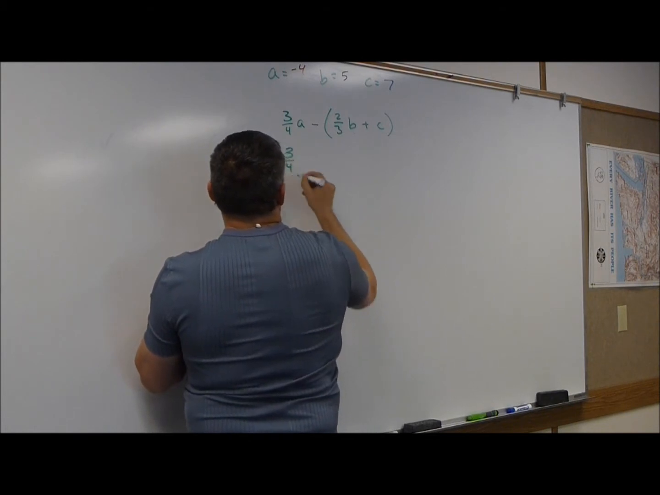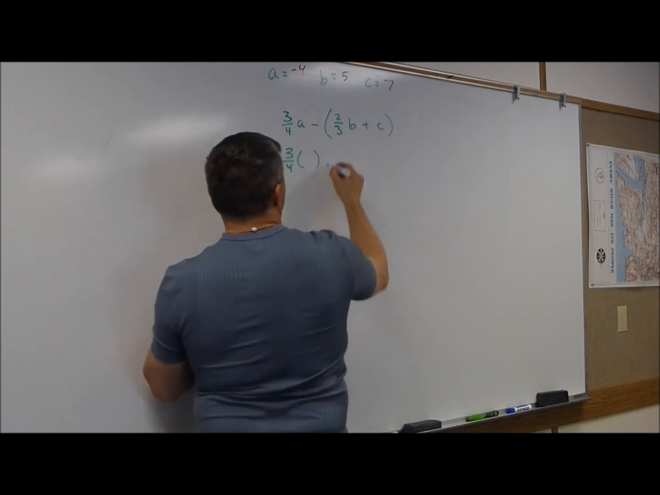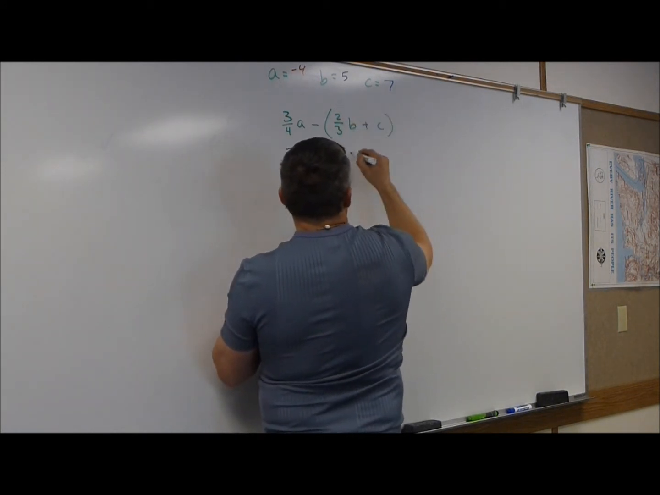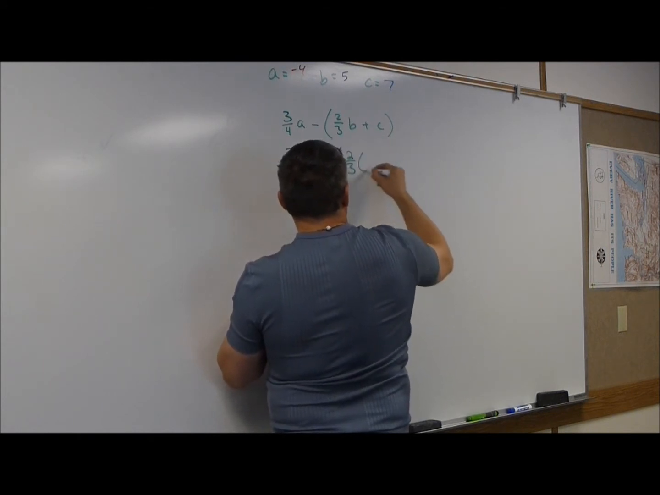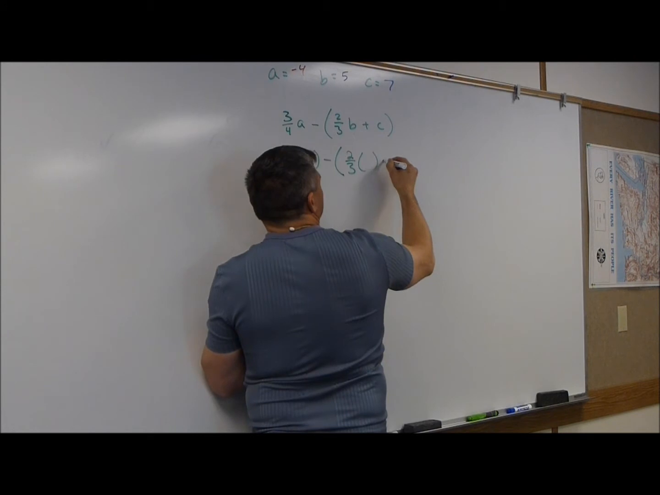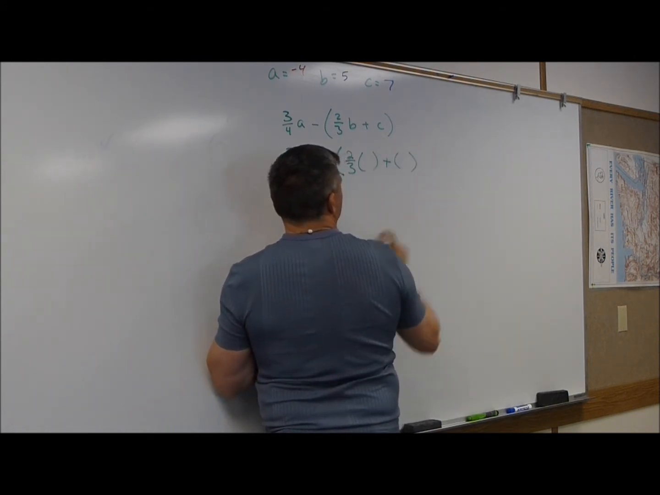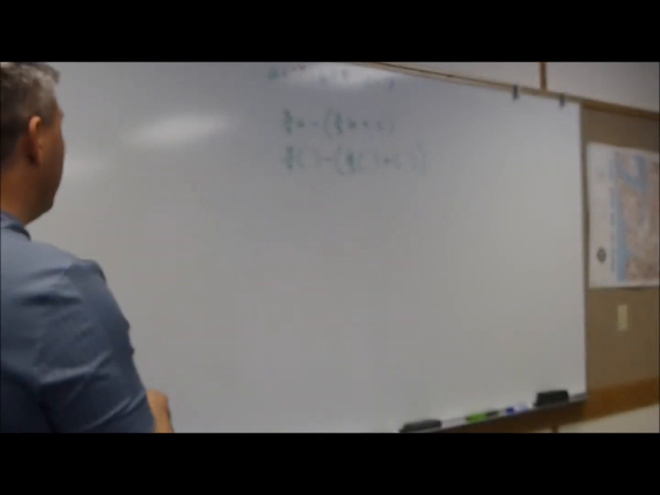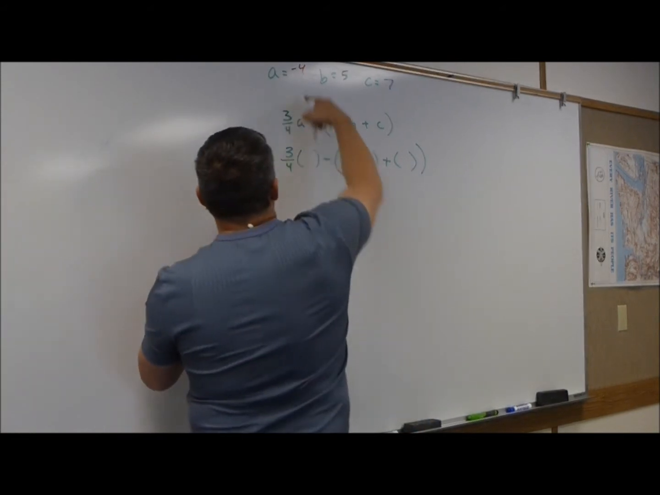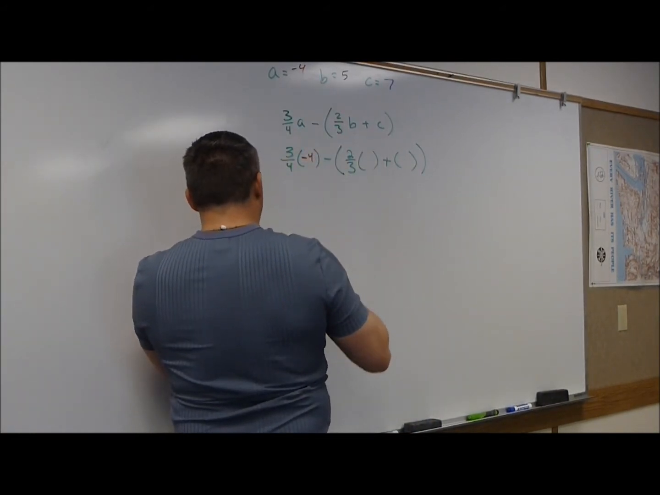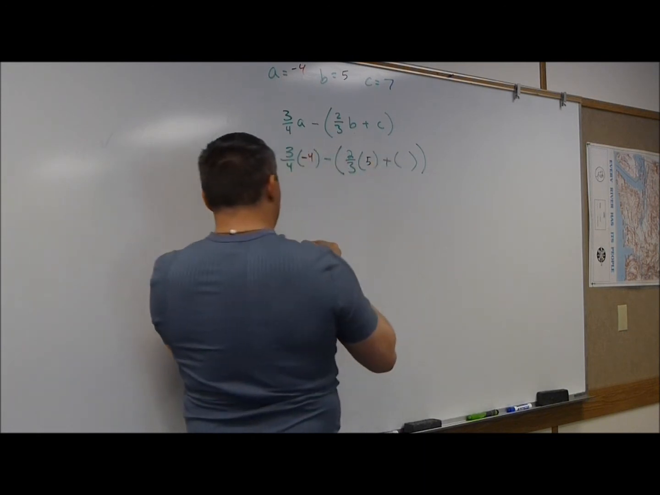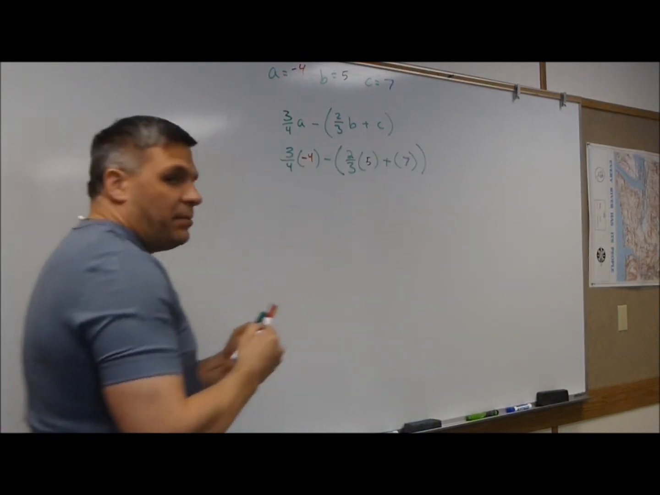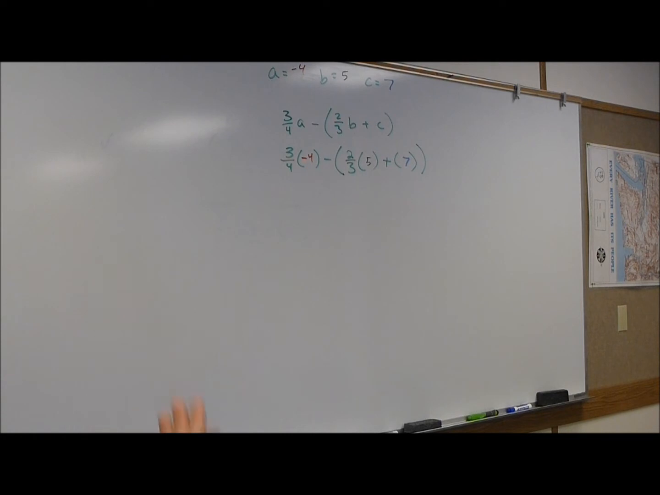So 3/4 A, and so A becomes the parentheses, minus the parentheses, so the value of 2/3 B, so B becomes the parentheses, plus C, so C becomes the parentheses, and then the final parenthesis there. Okay? And this lets us really set up this whole thing, so I can go through and go, oh, A is -4, and B is 5, and C is -7. So I got my numbers in. And so now I just got to do the math.